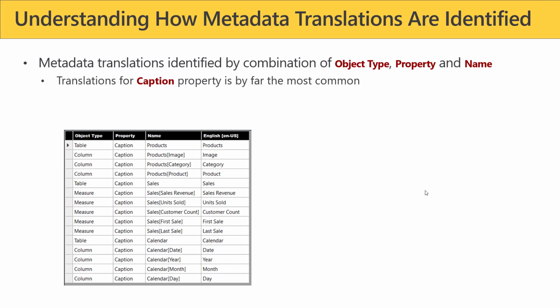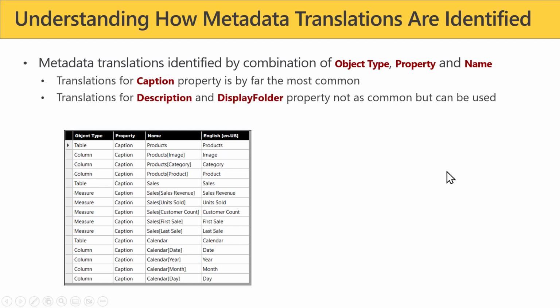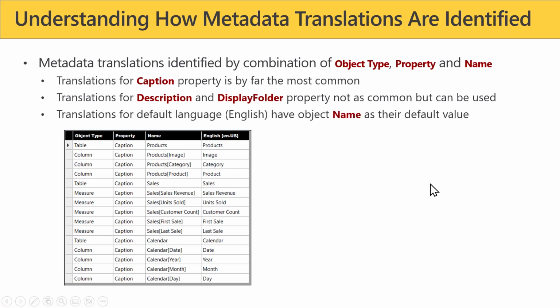Now, the translation grid will always have at least 4 columns. It will have more than 4 columns once you start adding languages, but let's go through the 4 columns. The first one is the type of object. It's either going to be a table, a column, a measure, a couple other possibilities. There's the property. And so remember, caption is the property for the name, and that's what we're interested in here. That's why caption is the main property that we'll be dealing with. Also note that description and display folder are other properties, not as common, but can be used if your project calls for them. The last thing I want to call out is the 4th column.